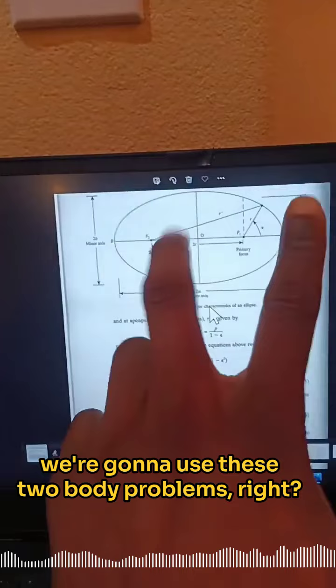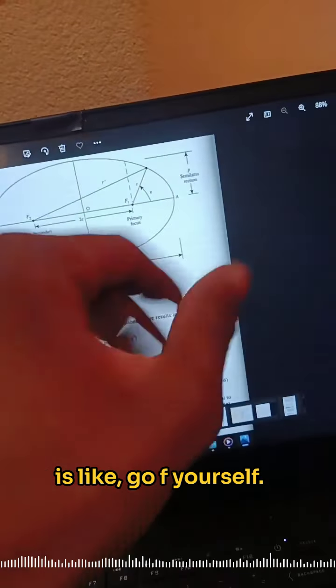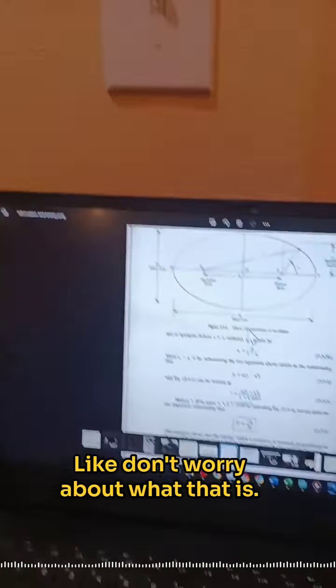Basically, you understand how that part of the chemistry on that level applies to a larger level. Look, if that wasn't enough, when we do orbital mechanics, we're like, okay, we're going to use these two body problems, right? One focus is the sun and the other focus is like, go fuck yourself. Don't worry about what that is. Oh yeah, I hope you know the whole speed of light thing.